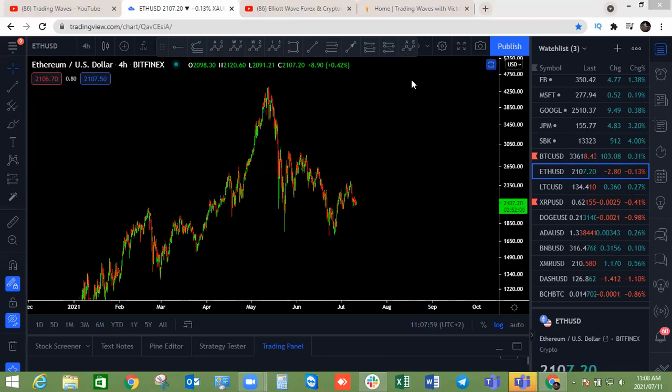So just watch this as well. Because this is a bit tricky, this could be 3 waves. If this is all the 3 waves, you will get the 3 waves here and push to the upside. Either way, we'll be looking for a continuation move to the upside on Ethereum.